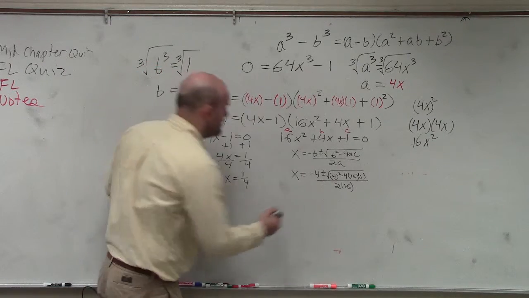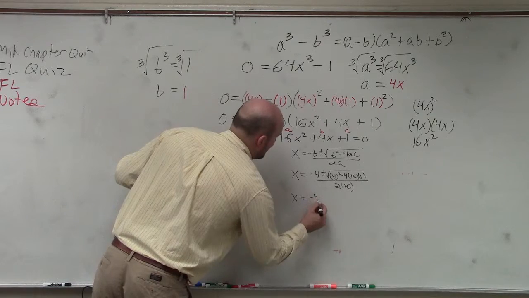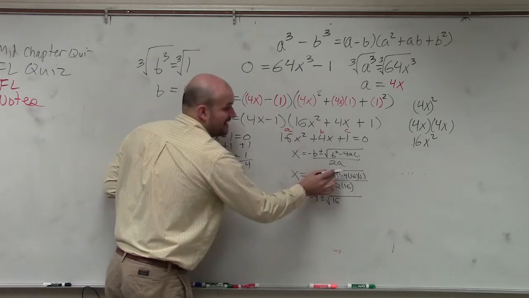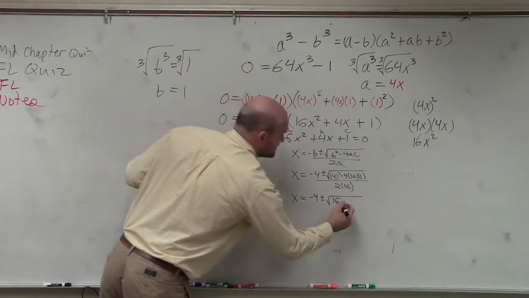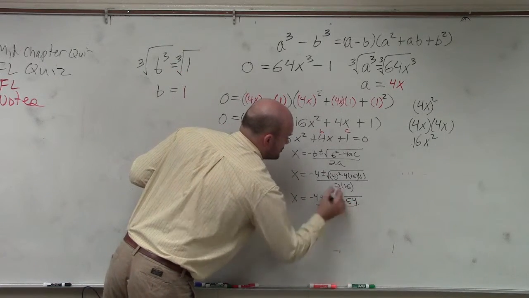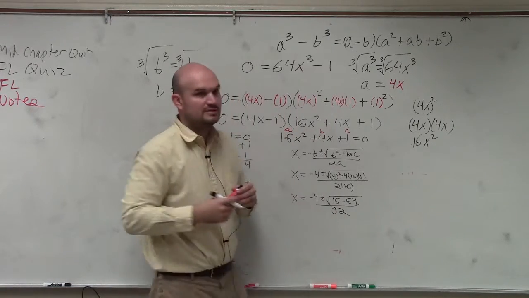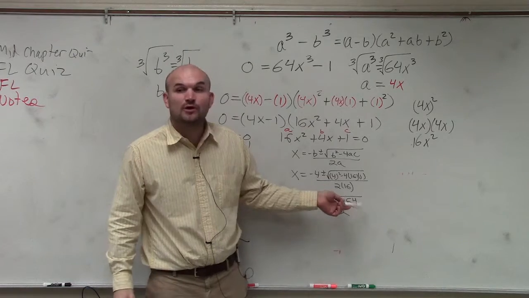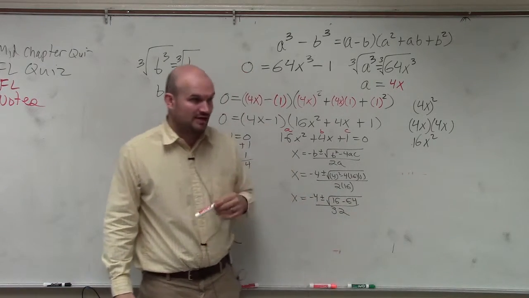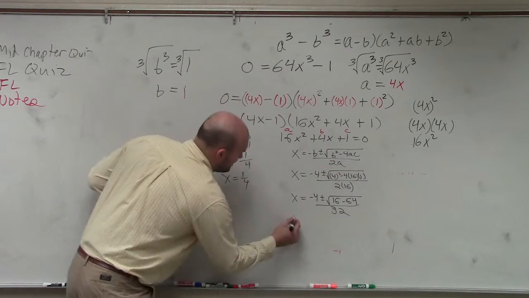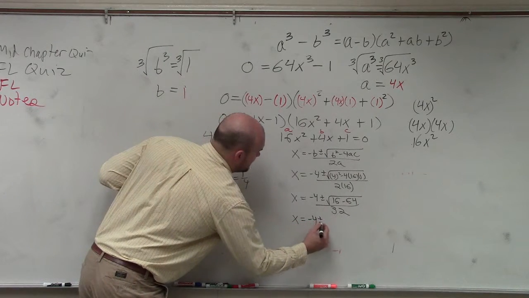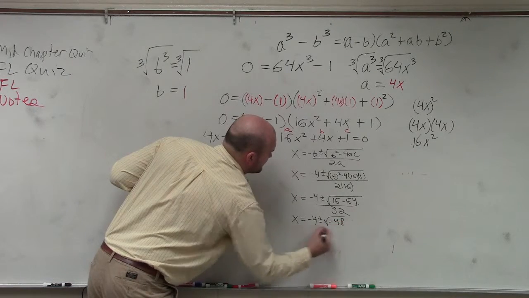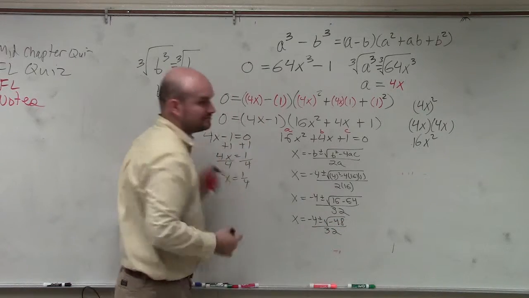Yes? OK. Sure. X equals negative 4 plus or minus. 4 squared is 16. Does everybody agree with me that negative 4 times 16 times 1 is negative 64? 2 times 16 is 32. Does everybody agree with me on that step? Then I do 16 minus 64, which is negative 48, right? So I have x equals negative 4 plus or minus the square root of negative 48 divided by 32.